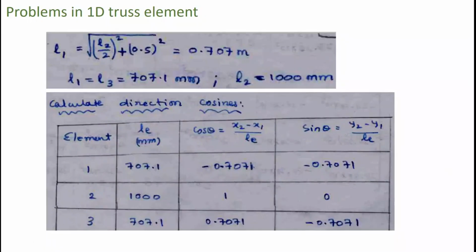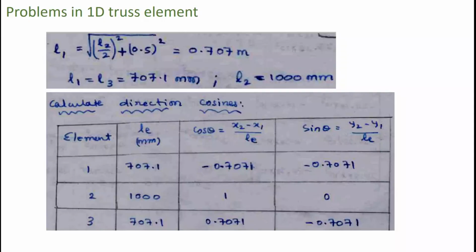Good morning to everyone. In this video, we are going to continue the previous truss problem. Previously we discussed the nodes, elements, force, and constraint, and we calculated the length of the elements. Now we are going to calculate the direction conditions. So we can find the length of each element.